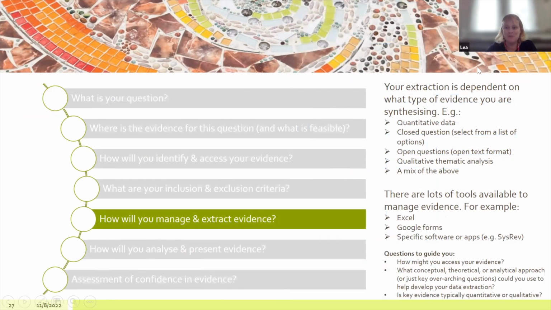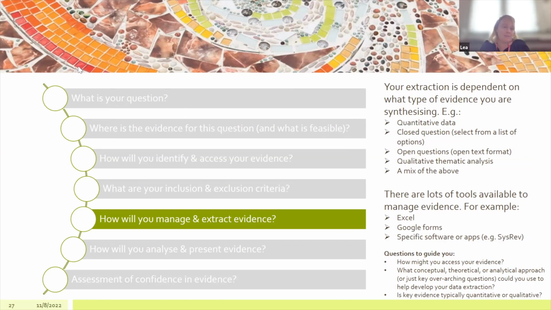So what do you do when you have a list of papers and you need to extract evidence? Some people will stop here. They'll say, we're going to be absolutely systematic about the selection of the evidence, but then when we get the evidence, we're just going to read it and summarize it.